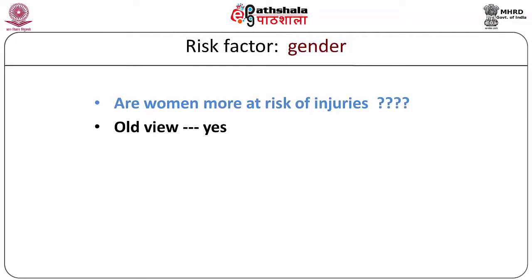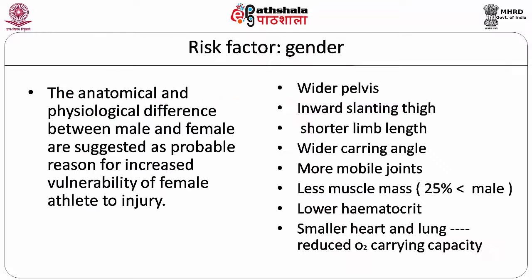It is usually believed that women are at higher risk of injury than men. The anatomical and physiological differences between male and female are suggested as probable reasons for increased vulnerability of female athletes to injury. In general, females demonstrate a wider pelvis, inward slanting thighs, shorter limb length, a wider carrying angle, and they are more flexible. They also have less muscle mass and lower hematocrit that may reduce their oxygen carrying capacity.